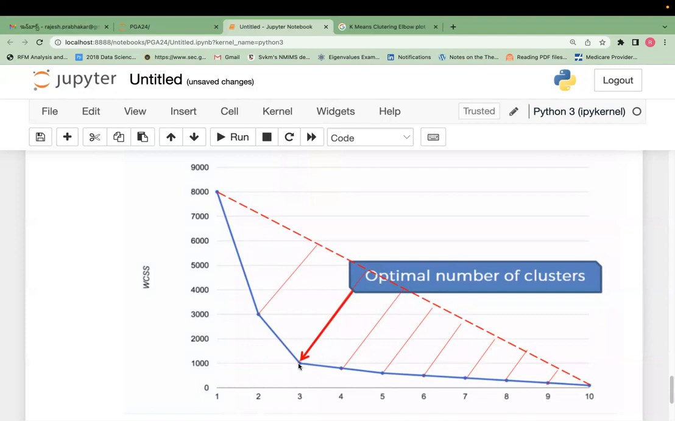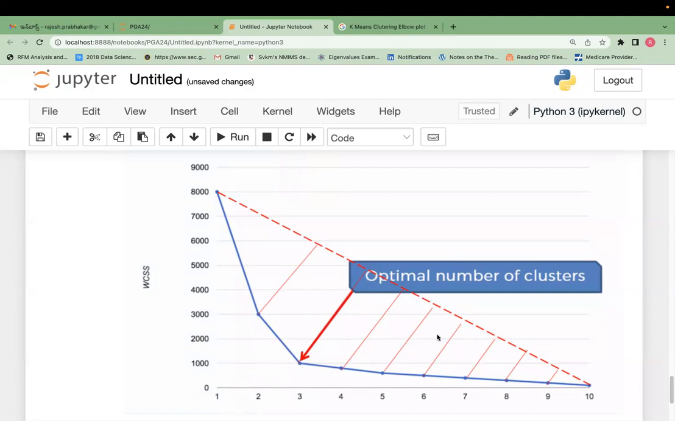So you randomly give a value of K, and then build a model, plot the WCSS, and you will get the optimal K, the point at which you will see the elbow.